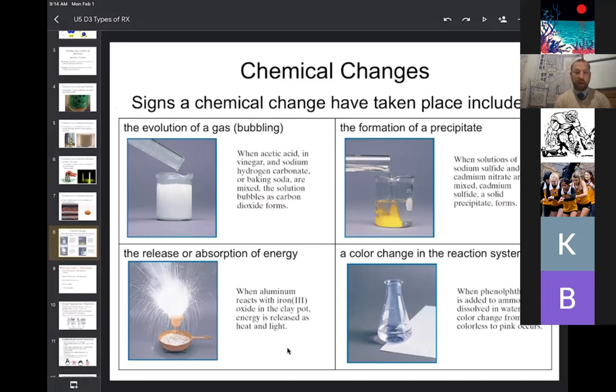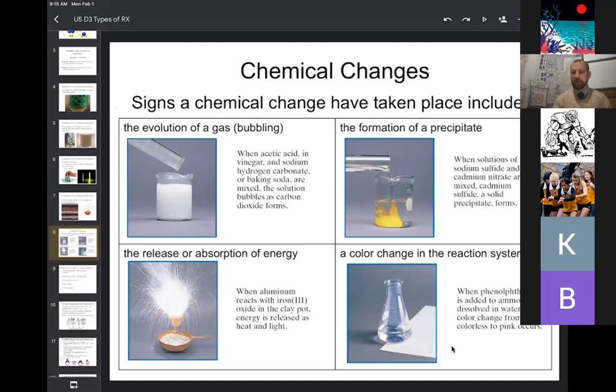The next one, we have the change in energy. In this case, we've got the chemical called thermite in that picture. Thermite gets so hot, it's almost as hot as the surface of the sun. It's an outrageously exothermic reaction that also produces a ton of light. So we have light, we have heat given off. That's definitely a chemical change that's occurred there. And lastly, we have color change. So if you have any of these four, you know that you've got a chemical reaction that has occurred.